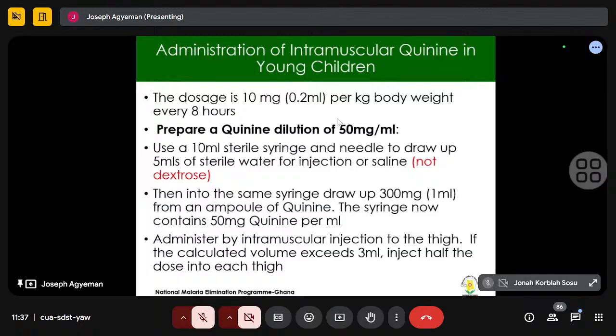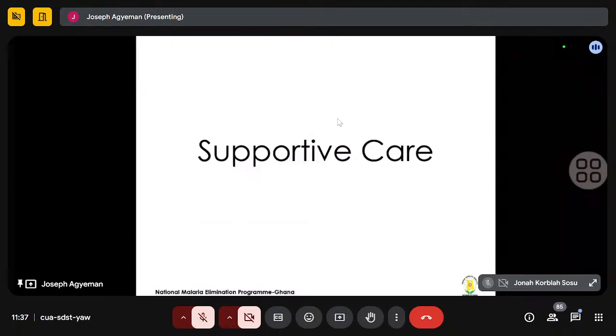If you give your first daily dose, which is the 600 milligram cutoff point, you can switch to oral quinine only to add onto the first day to complete a total of 7-day course. Are we okay? Class captain, I want to hear from you.